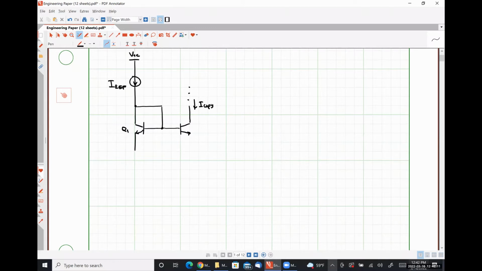Let's call this guy Q1. Let's call this guy Q2. So far it looks exactly like a simple BJT current mirror. Here is the big change. We degenerate the emitter of only one of our BJTs. Okay. So this is the Widlar current source topology.